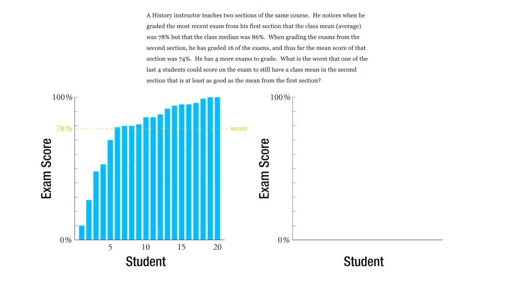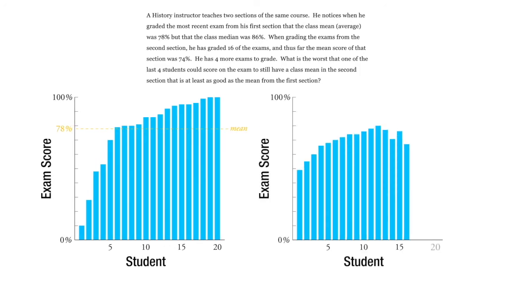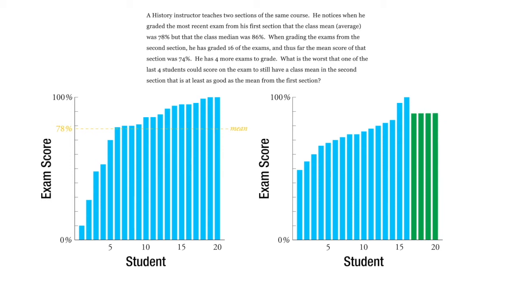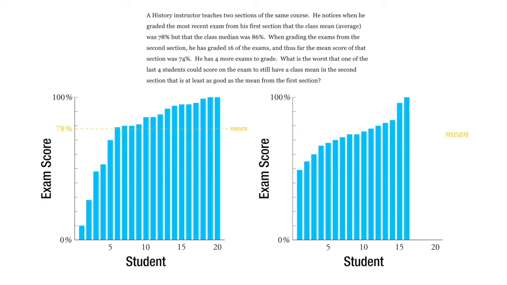And when grading the exams from the second section, he's graded 16 of the exams, but he has 4 left to grade. So there's 20 students total. So far, he's kind of keeping a running tally of his average, and his running tally says that he has a 74% average. He's got 4 more to grade, and he's really rooting for the second section to be at least equal to the first section. So what's the worst grade that one of his last 4 students could score on the exam and still have a class mean in the second section that's at least as good as the mean from the first section?